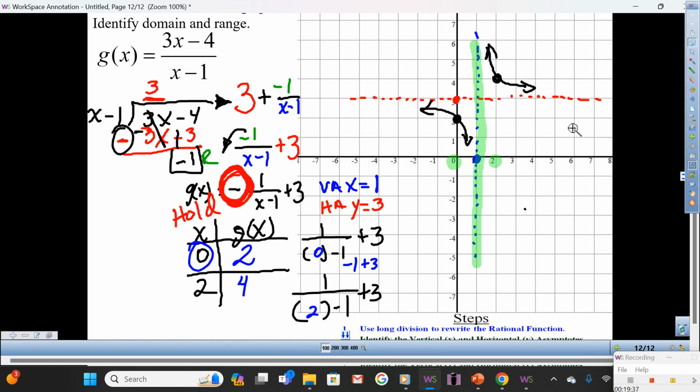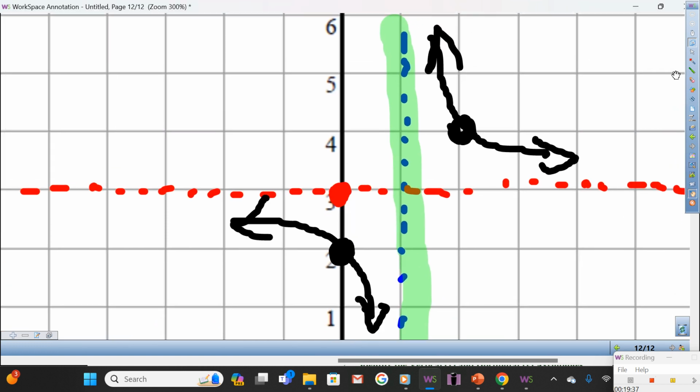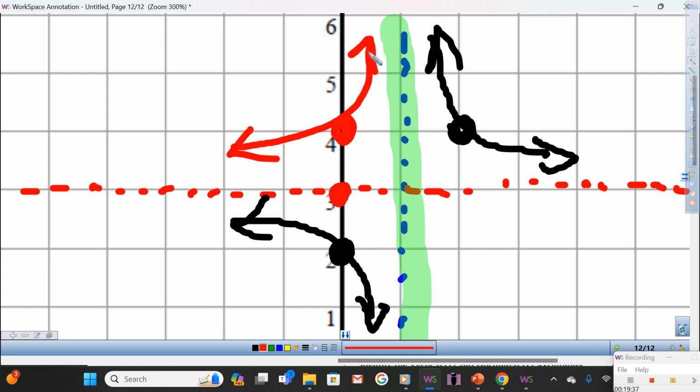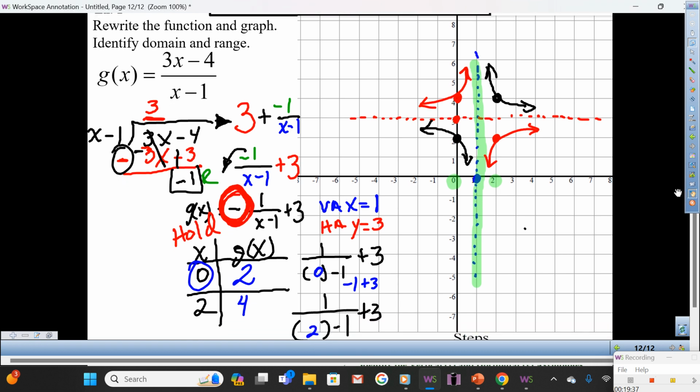All right, so let me zoom in. If we flip these according to the asymptote, this one is one step away downward, so I'm going to go upward. This one is one step away from the asymptote upward, so I'm going to go downward. And there you go. All right, and that's the process.